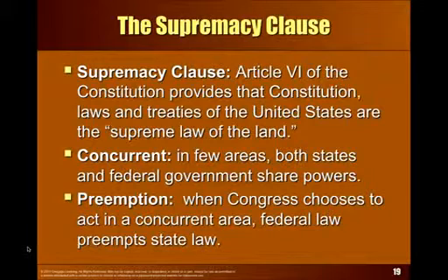In fact, that idea is called preemption. If they choose to act in an area that they have the authority to act and then the state acts, federal law preempts the state law. Preemption is like trumping. Yeah, Trump. That's a good word for it. Not as in Donald, but as in cards.